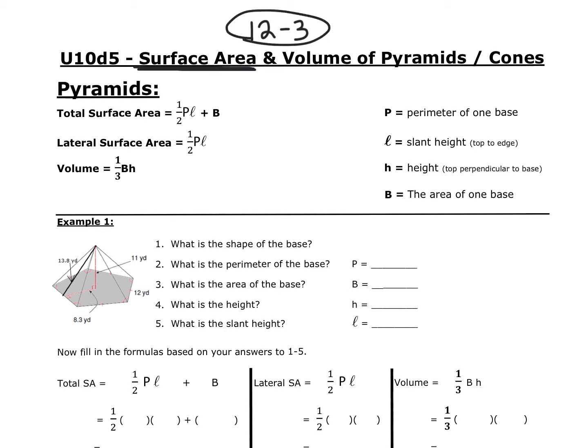All right, well, here are our formulas, the pyramid formulas for the total surface area, the lateral surface area, and the volume. So remember, the lateral surface area is just the sides, and our total surface area is the lateral surface area plus the base. Okay, so in this formula we have a pyramid with some letters in it that aren't in other formulas that we've used recently.